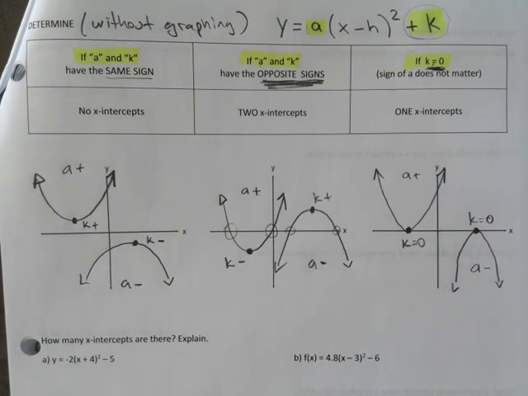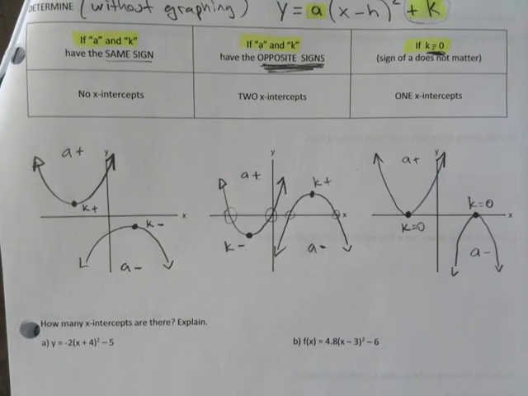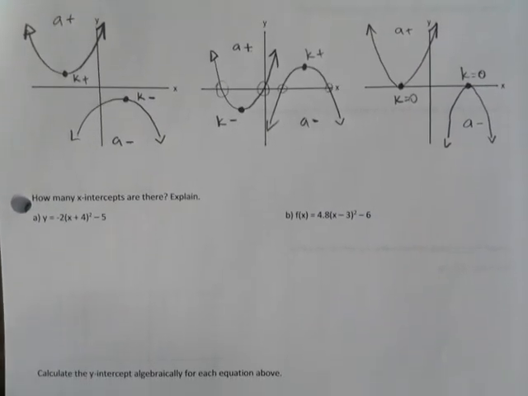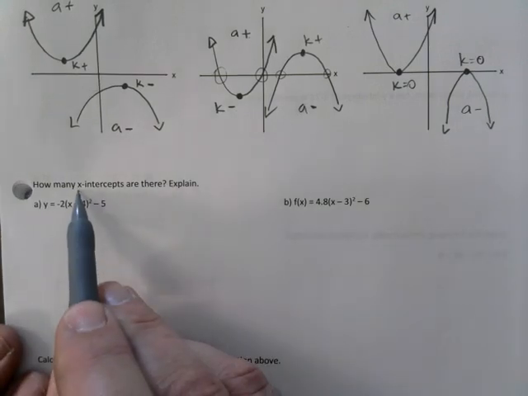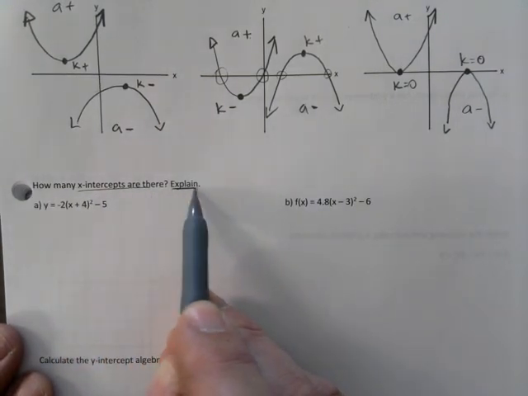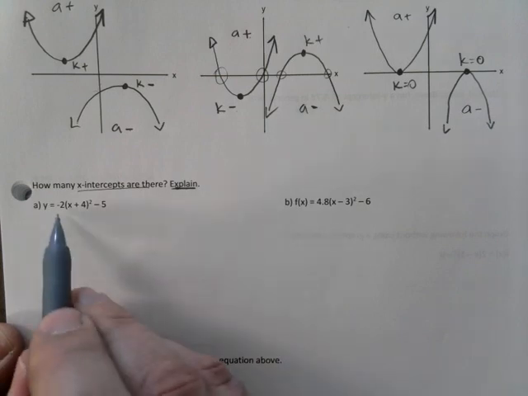Okay, so let's put this to the test. Can we now just go ahead and determine that just by looking at it? How many x-intercepts are there? Explain.